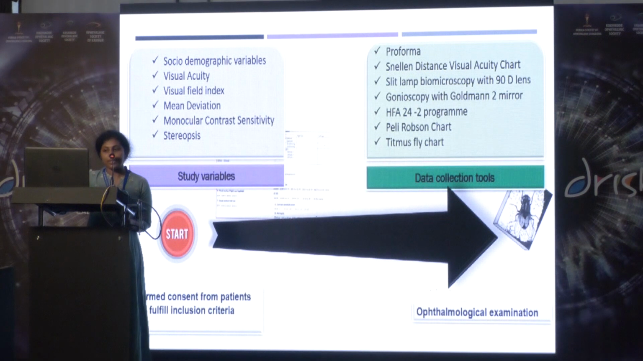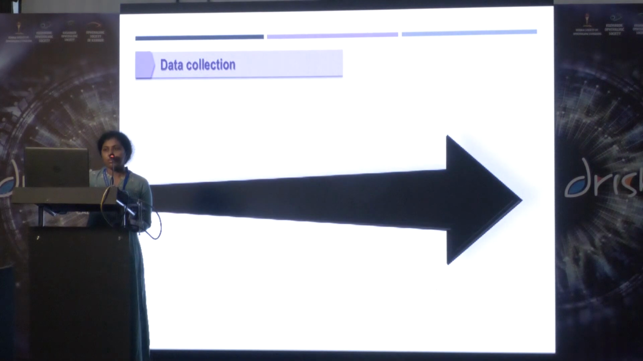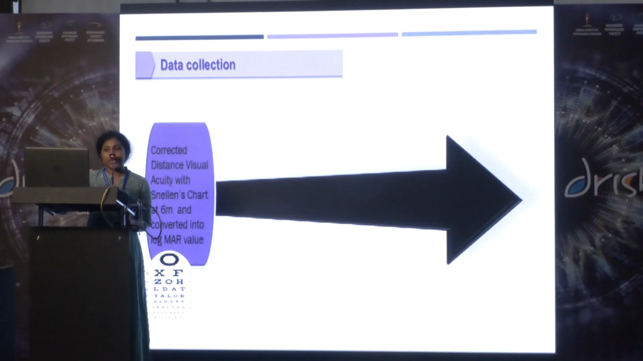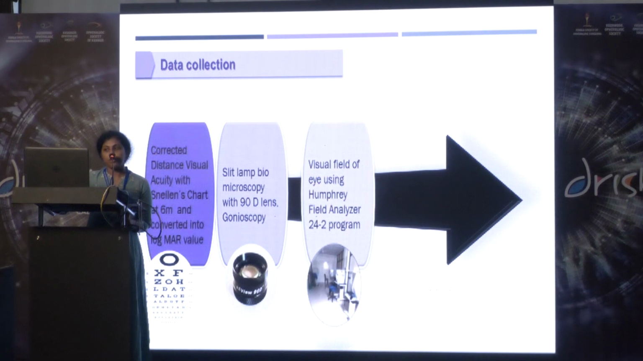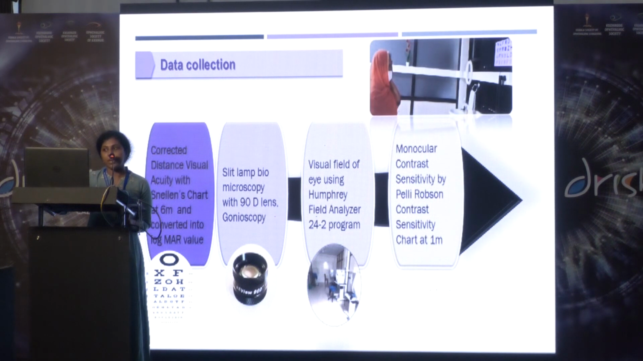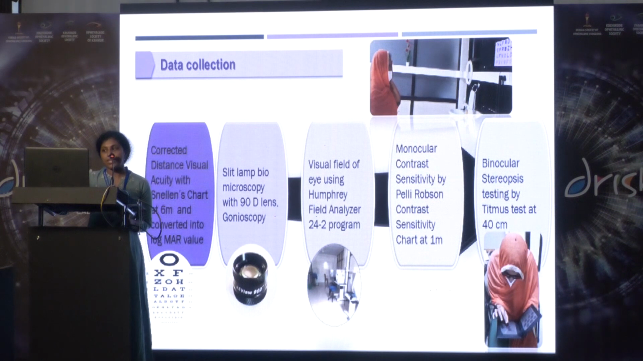After getting informed consent from patients who fulfilled the inclusion criteria, a detailed ophthalmological examination was done. Corrected distance visual acuity with Snellen's chart at 6 meters was done and converted to logMAR value. Slit lamp biomicroscopy was done with a plus 90D lens and gonioscopy was done. Visual field of the eye was analyzed using Humphrey Field Analyzer 24-2 program. Monocular contrast sensitivity was measured by Pelli-Robson contrast sensitivity chart at 1 meter. Binocular stereopsis testing was done by Titmus test at 40 centimeters.